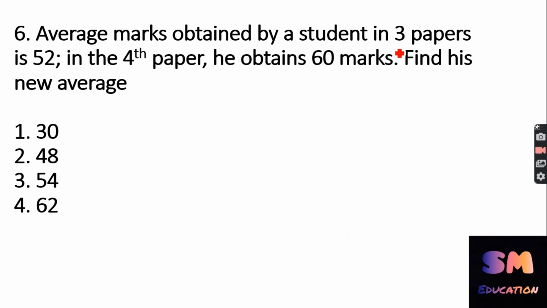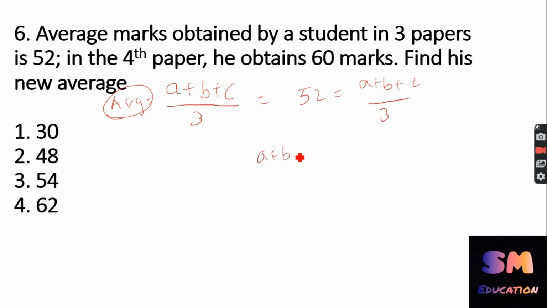Average marks obtained by a student in 3 papers is 52. Let the 3 papers be A, B and C. Average is 52. Now they have given the average value. Average is equal to sum by number of observations. Number of observations is 3. They gave the average value as 52 for these 3 papers. 52 equals sum by 3. Then we will get the sum of the 3 papers, 3 into 52, that is nothing but 156.